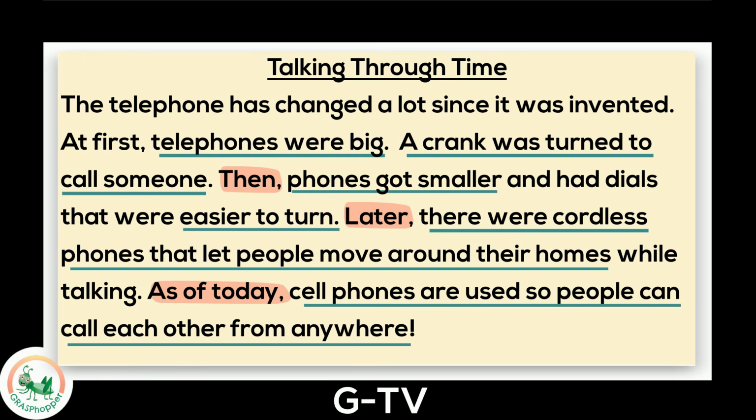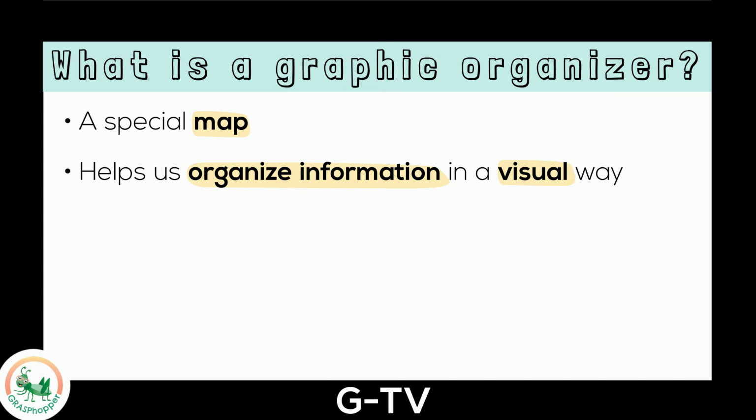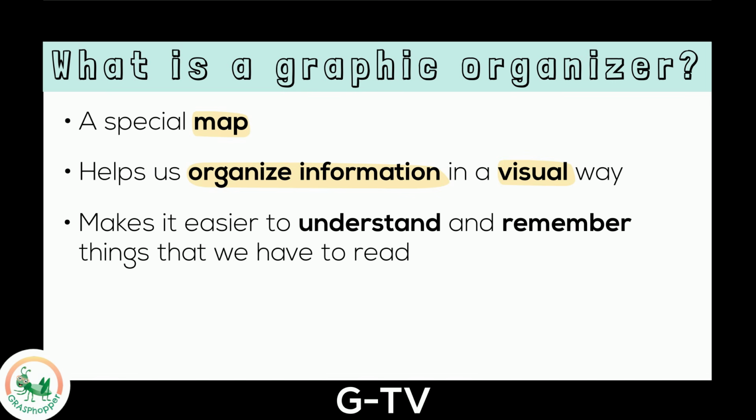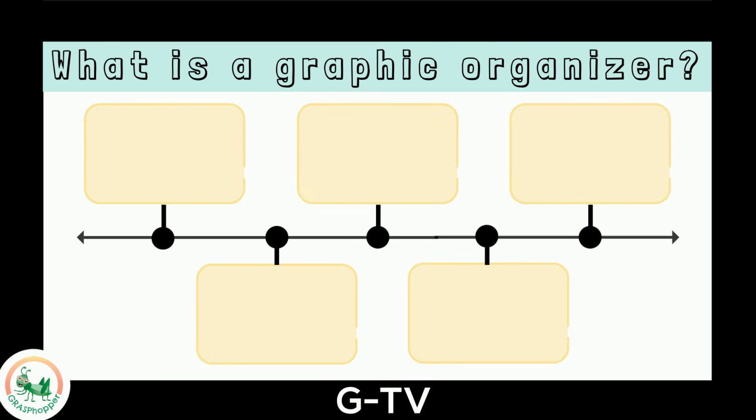To make it easier to understand all of this information, we can fill out something called a graphic organizer. What is a graphic organizer? Well, a graphic organizer is a special map that helps us organize information in a visual way. It makes it easier to understand and remember things that we have to read. There are many types of graphic organizers. Here's one that's helpful for sequencing. To use the organizer, we write the events or steps of the information in the order that they happened.